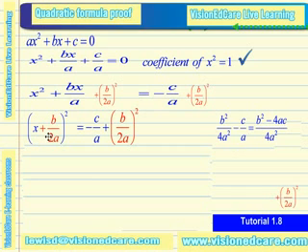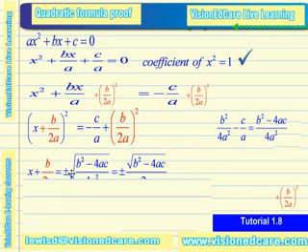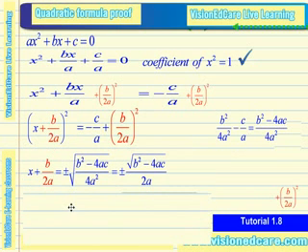Now the next thing you want to do is to find the square root of both sides of the equation. So when we find the square root of both sides of the equation, we have x plus b over 2a is equal to plus or minus the square root of b squared minus 4ac over 4a squared. And this at the bottom here, when we find the root of 4 we get 2, and when we find the root of a squared we get a. So we would have plus or minus the square root of b squared minus 4ac over 2a.